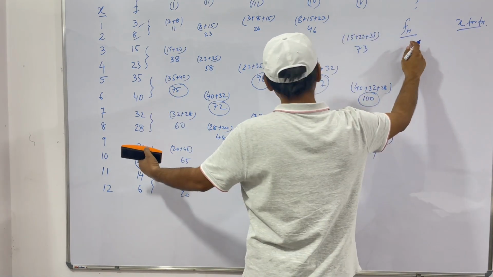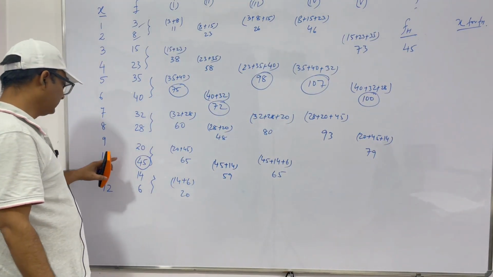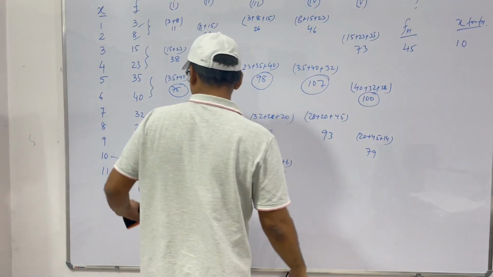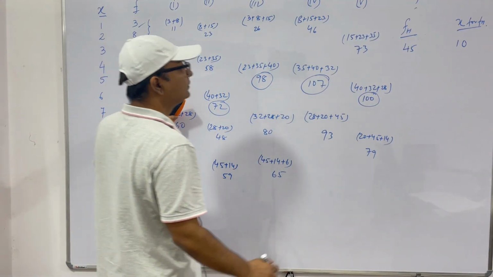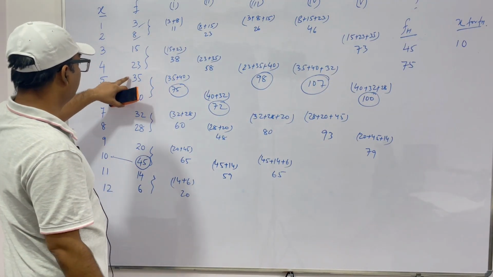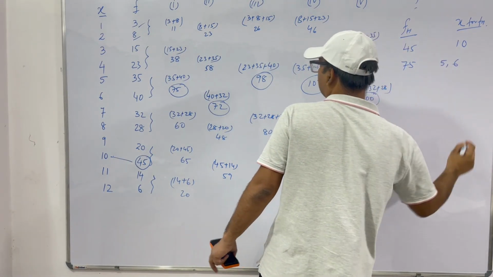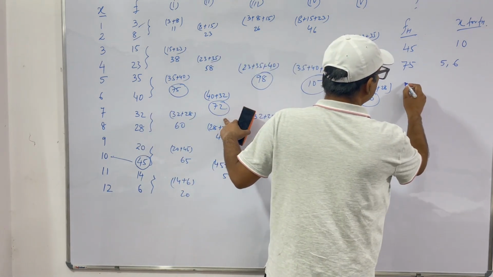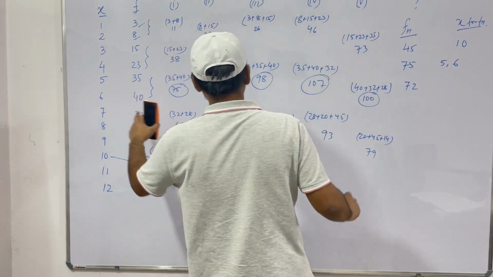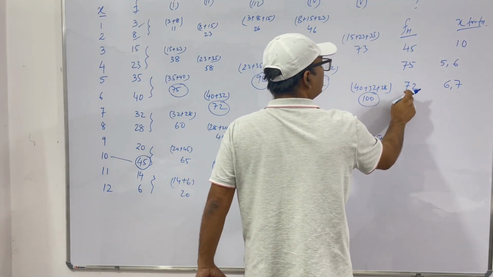First is 45. The value of x associated with 45 is 10. So we write 10. Second is 75, and the values of x associated with it are 35 plus 40, that is 5 and 6. So we write 5 and 6. Next is 72: 40 plus 32, that is 6 and 7. So it is the value of x to which this is associated.